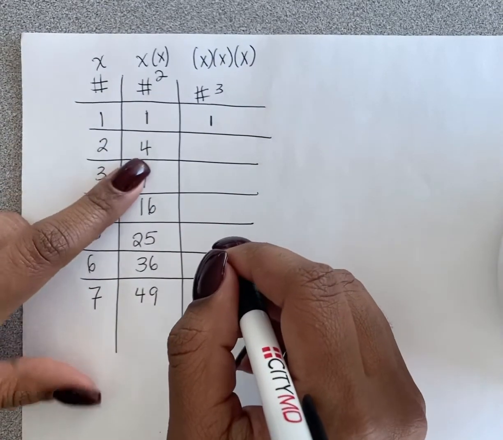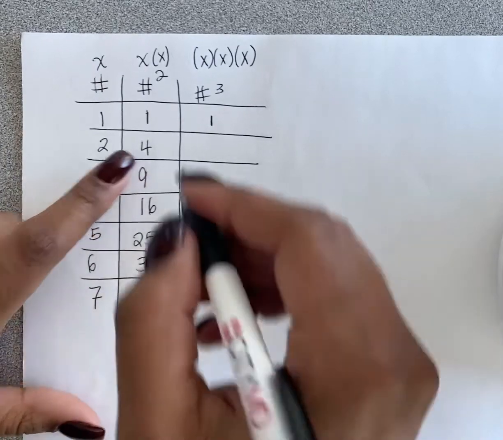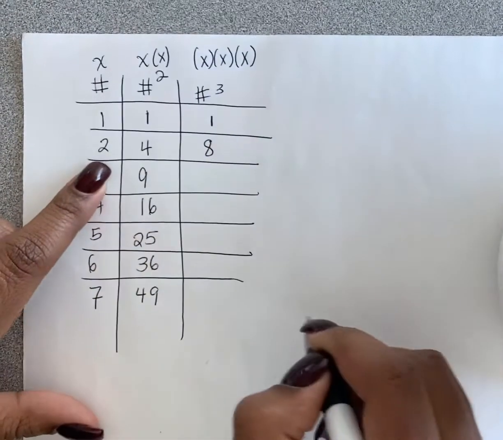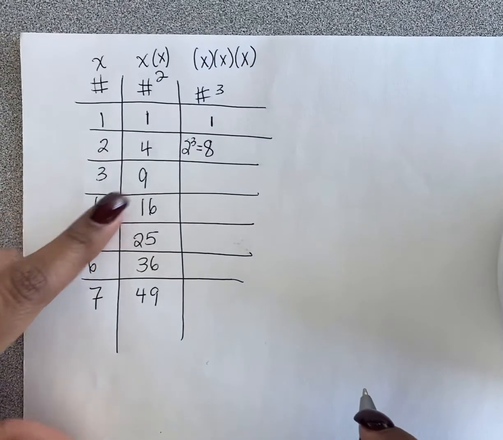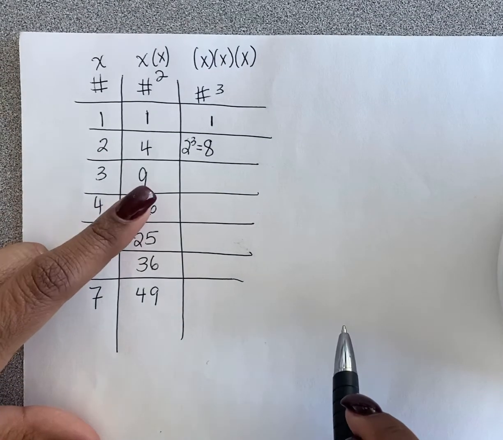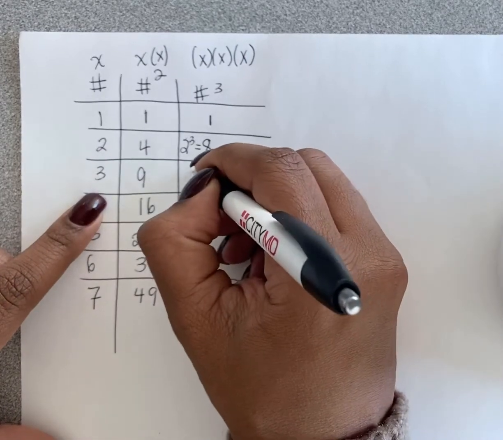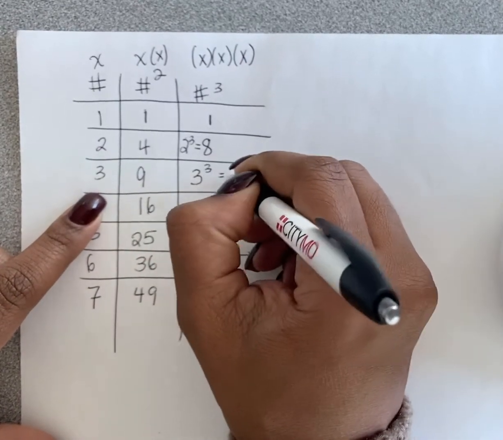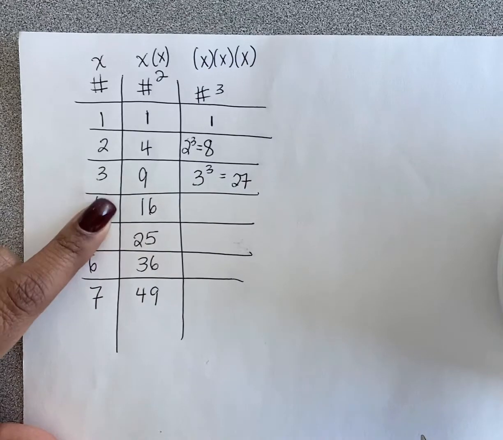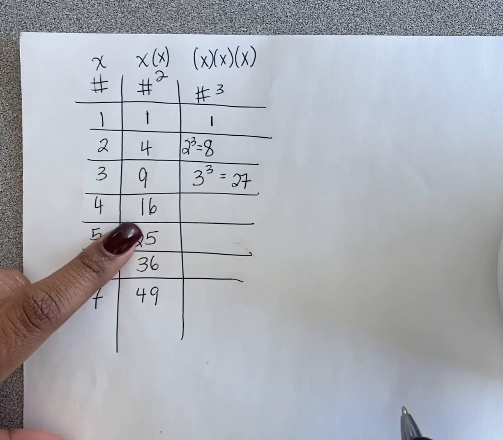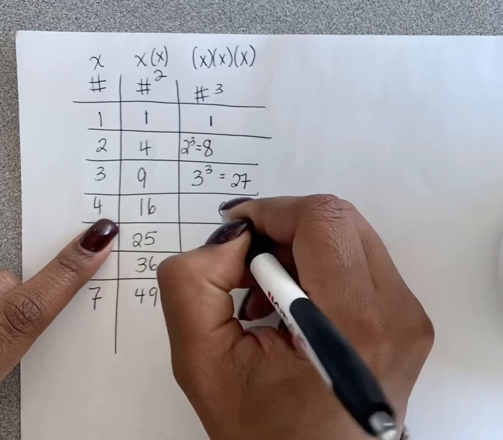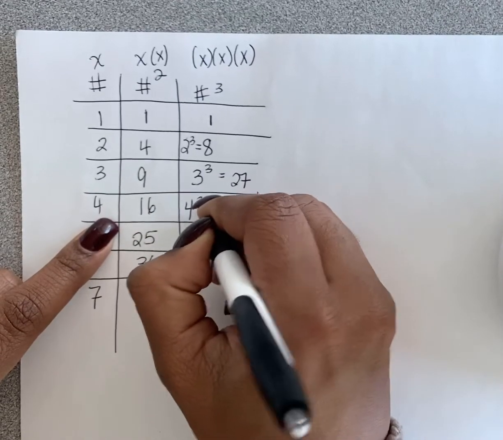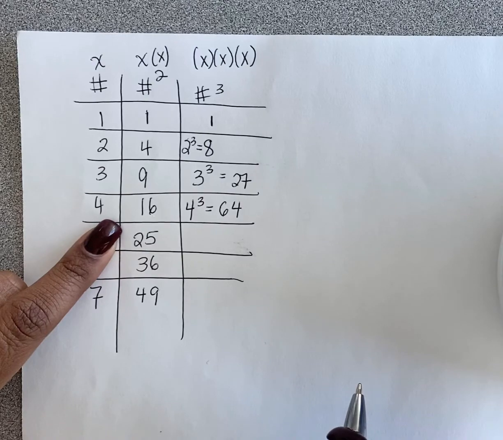Well, 2 times 2 is 4. 4 times 2 is going to give me 8. So 2 cubed is 8. 3 times 3 is 9. 9 times 3 is 27. So 3 cubed is 27. 4 times 4 is 16. 16 times 4 is 64. And so that means 4 cubed is 64, right?